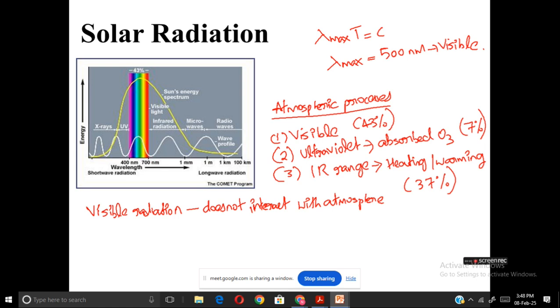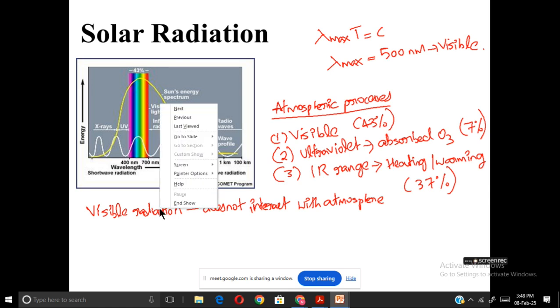So I was telling you, even though the sun emits radiation in all ranges of the electromagnetic spectrum, the three most dominant ranges in which the solar radiation is emitted are the visible, ultraviolet, and infrared ranges. 43% of the incoming solar radiation falls in the visible range, 7% falls in the ultraviolet region, and 37% falls in the IR range, and all other radiation falls in the remaining part. When we discuss atmospheric processes or meteorological parameters, these are the three most important wavelength ranges that we generally consider.